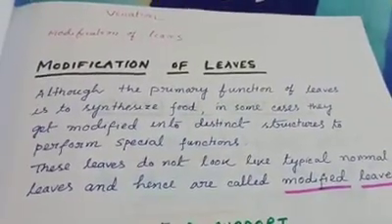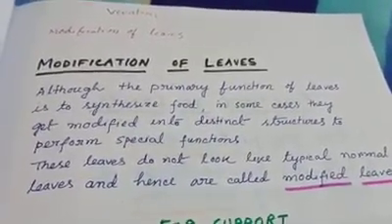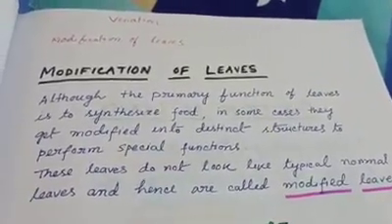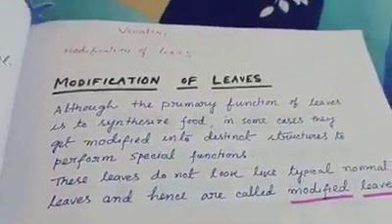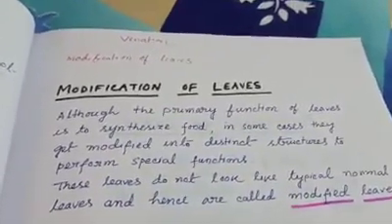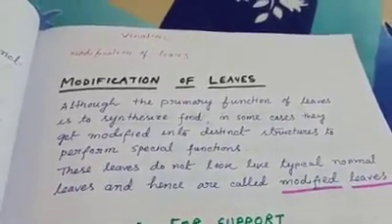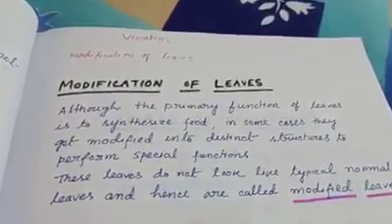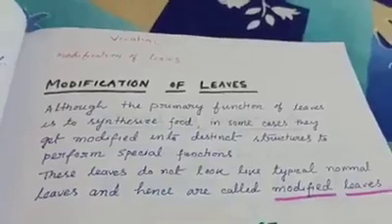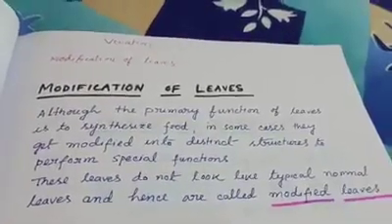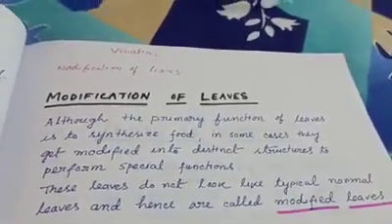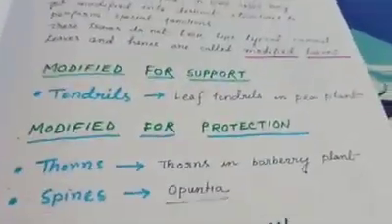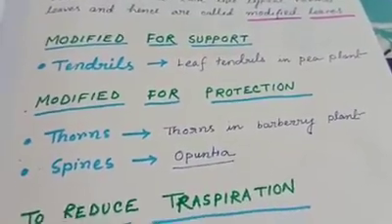Although the primary function of leaves is to synthesize food, in some cases they get modified into distinct structures to perform special functions. These leaves do not look like typical normal leaves, and hence they are called modified leaves. So what are the examples of modified leaf? They are modified for many functions.